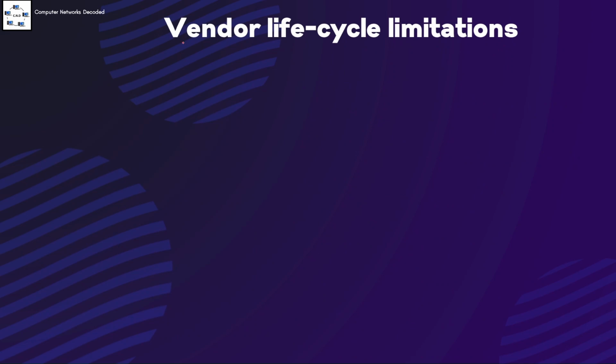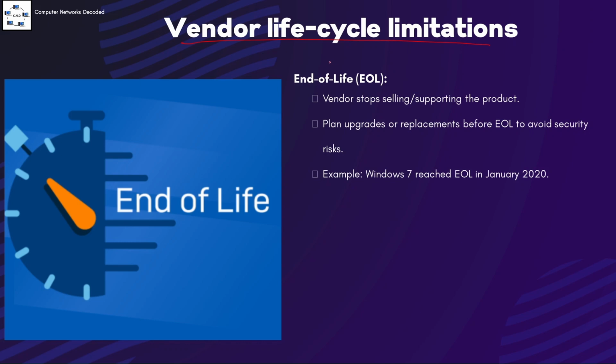So now coming over to our next topic, which is vendor life cycle limitations. So end of life, what is end of life? End of life is when the vendor stops selling and supporting their product, and plan upgrades or replacement before EOL to avoid security risk. So the user or the customer or the organization needs to plan upgrades or replacement of the devices before EOL to avoid security risk.